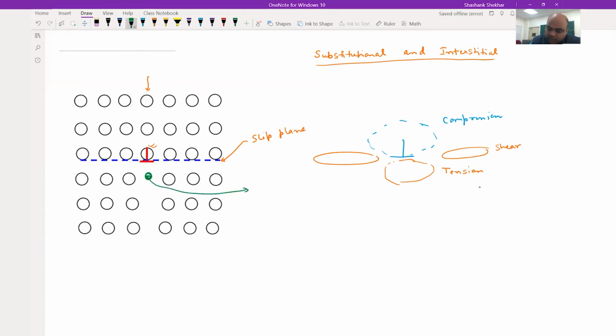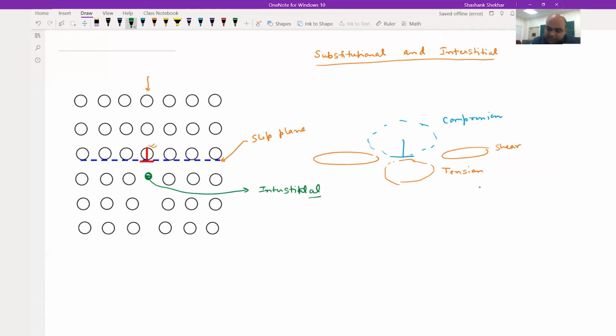If we have an interstitial atom, then it will sit below the extra half plane. Why? Because then you are going to reduce the lattice strain. Remember, this portion is under tension. If you want to fit something at this position, there will be some expansion in the lattice, so it is going to reduce the lattice strain. So interstitial atoms are going to sit below the extra half plane.